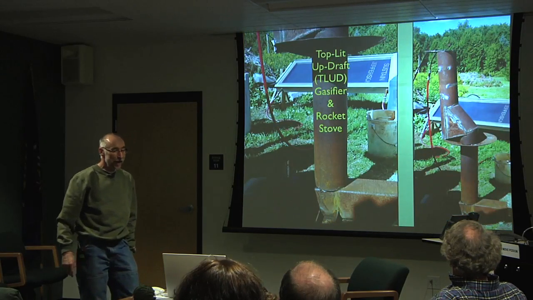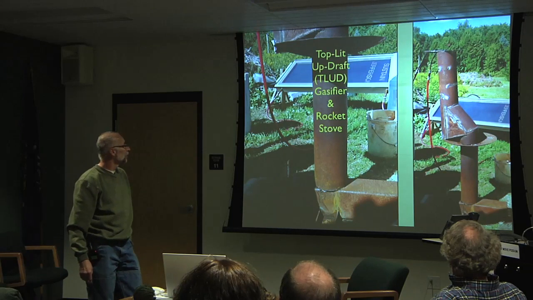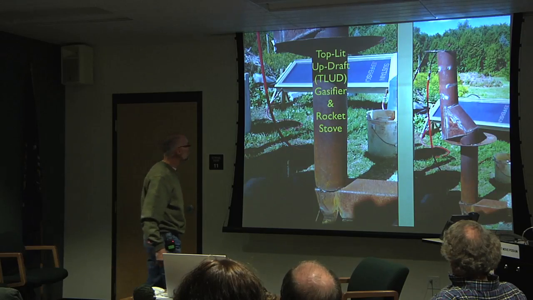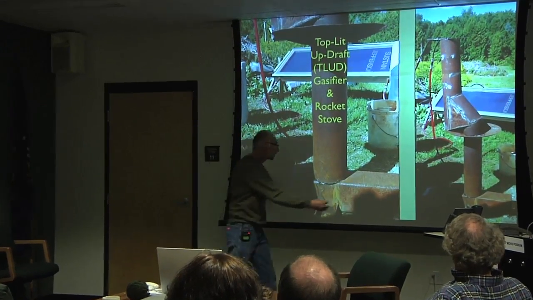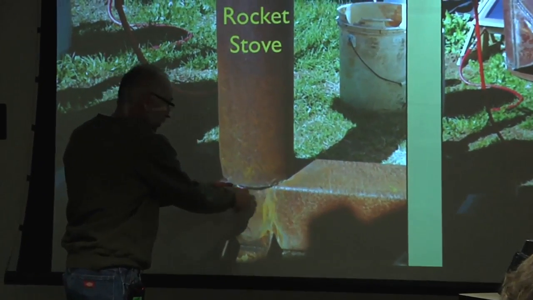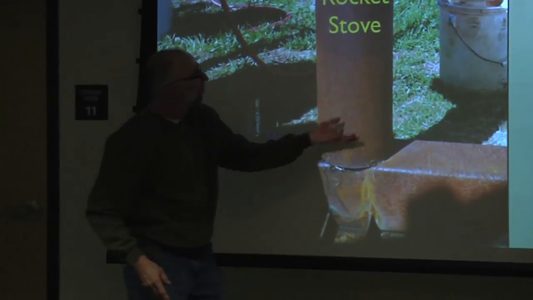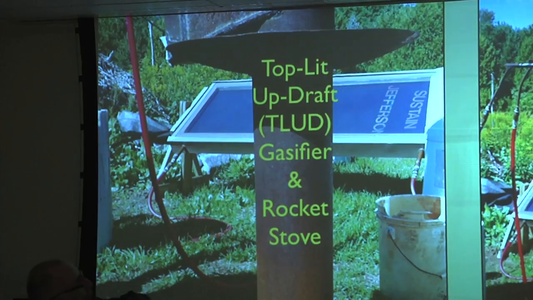This is neat. This is a top-lit updraft gasifier and rocket stove. The interesting thing about this stove is it can be used in dual function. You can burn it as a typical rocket stove, feeding fuel in from the bottom, and then the reduction zone is down here, and the flames go up and fire the barbecue up on top.